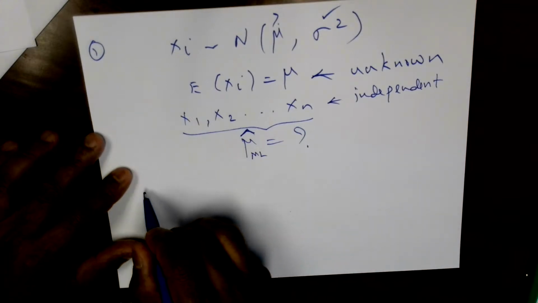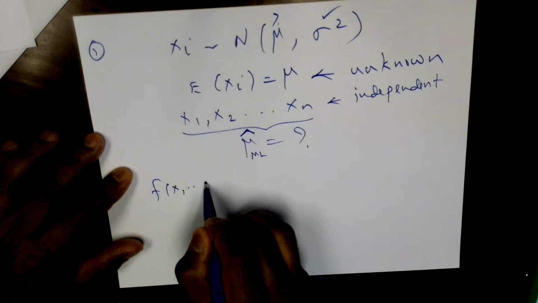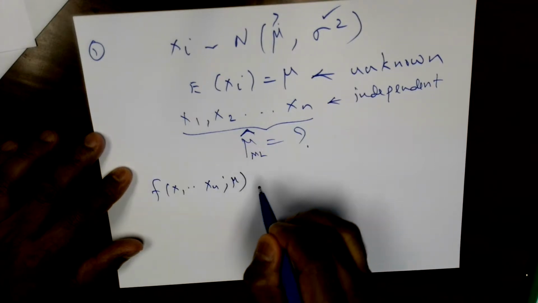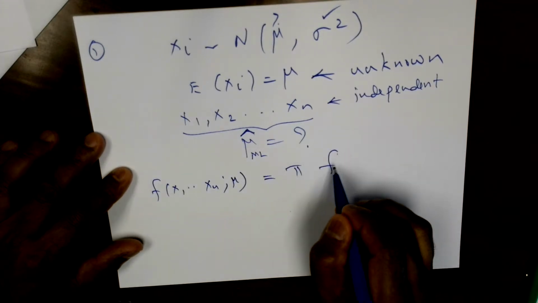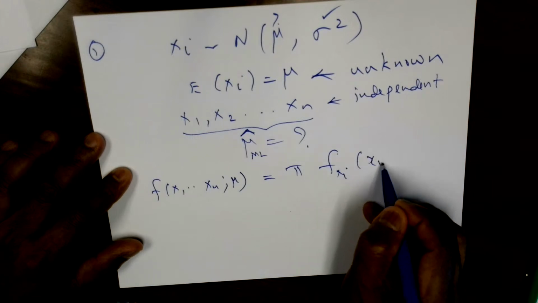So I need the joint density function. So we need f of x1, etc., xn. They being independent, these are the product of the density functions here.